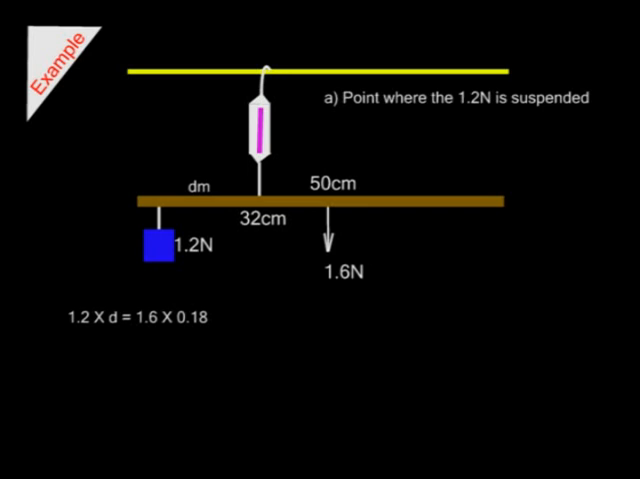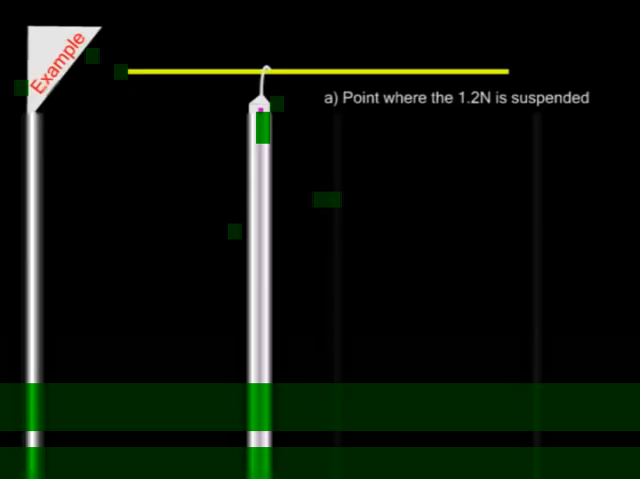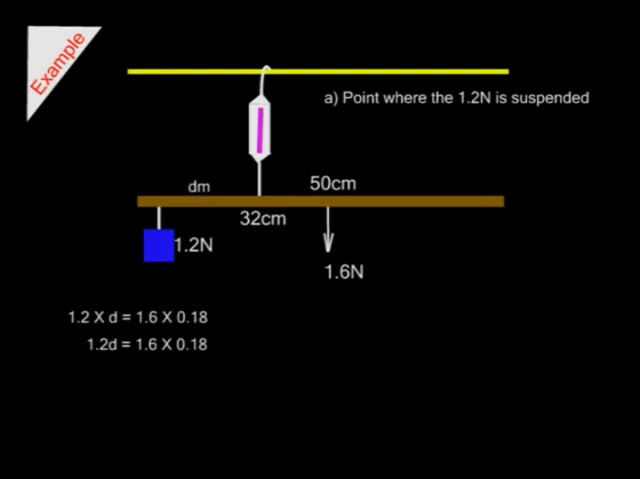Centimeters. 50 minus 32 gives us 18. If you convert that into meters, it gives you 0.18. So we have 12d equal times. To finish your calculations, d is equal to 0.24 meters. Therefore, the 1.2 Newton should be suspended at a distance of, we again subtract, 32 minus 24 centimeter mark, that is 8 centimeters.